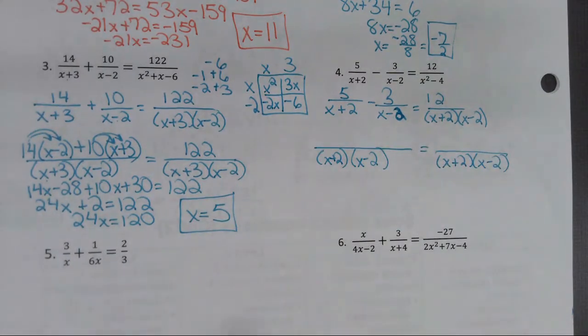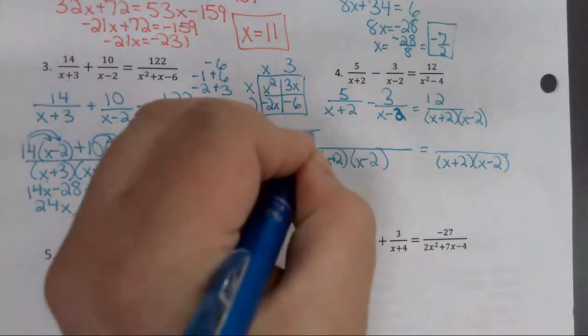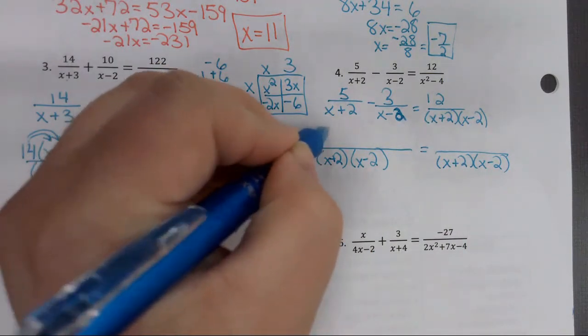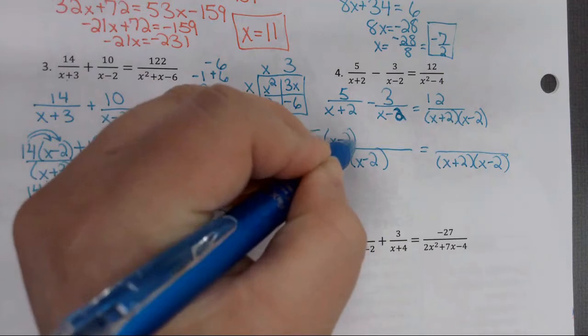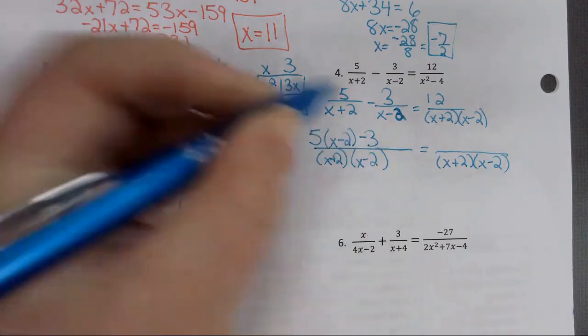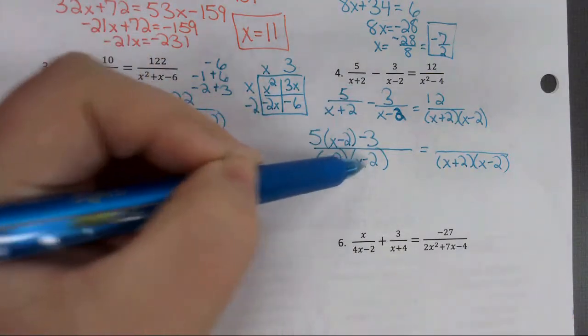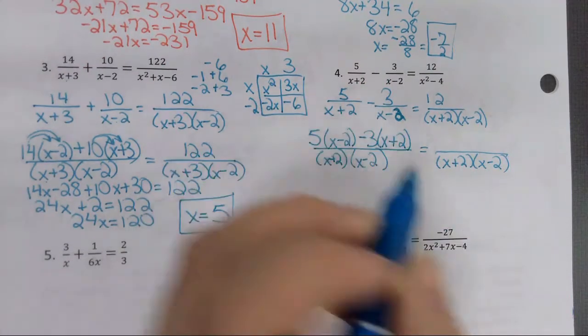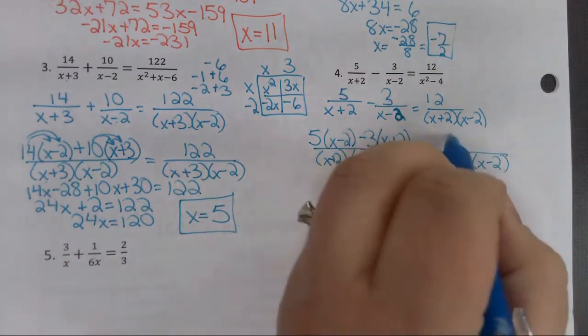Focus on getting our numerators. So 5 and its denominator already had the x plus 2, but it did not have x minus 2. Minus 3, it already had the x minus 2, but was missing the x plus 2. And then the 12, it had everything.